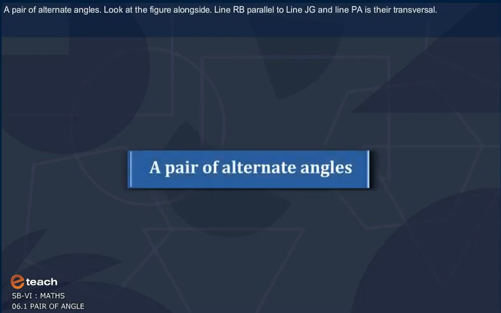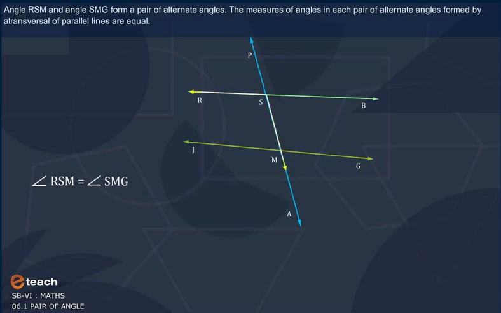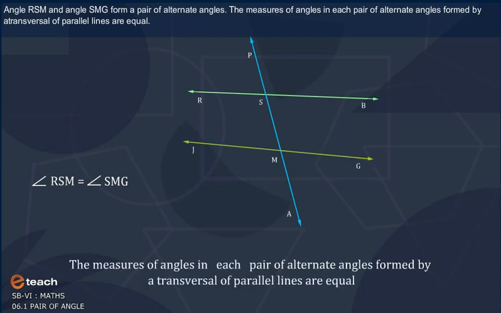A pair of alternate angles. Look at the figure alongside. Line RB is parallel to line JG and line PA is their transversal. Angle RSM and angle SMG form a pair of alternate angles. The measures of angles in each pair of alternate angles formed by a transversal of parallel lines are equal.